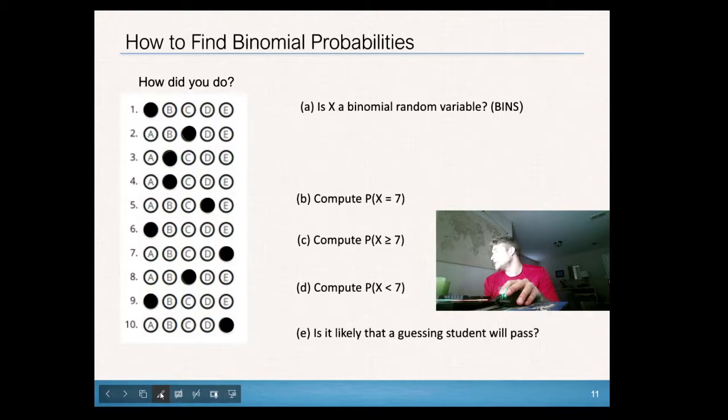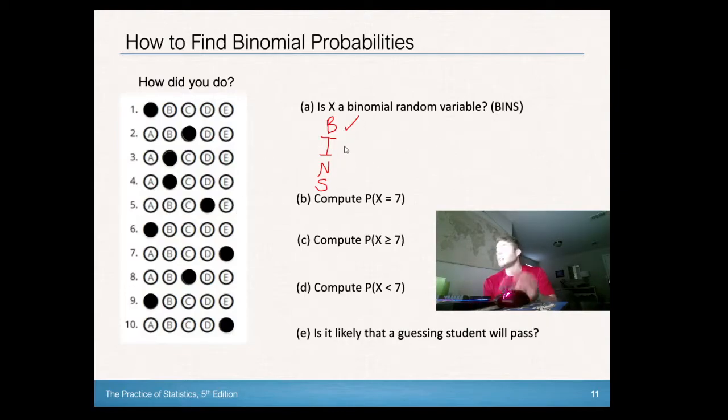Let's go ahead and copy these down. First question, is this a probability distribution? Well, how do we do that? We do BINS, right? Okay, BINS. Is it binary? Well, what's the goal here? Well, you're getting the question correct or you're getting it incorrect, and we're counting the number of correct questions. So it is a success or failure. Remember, that's what binary means, success, failure. And in this case, you either got the question right or you got it wrong.